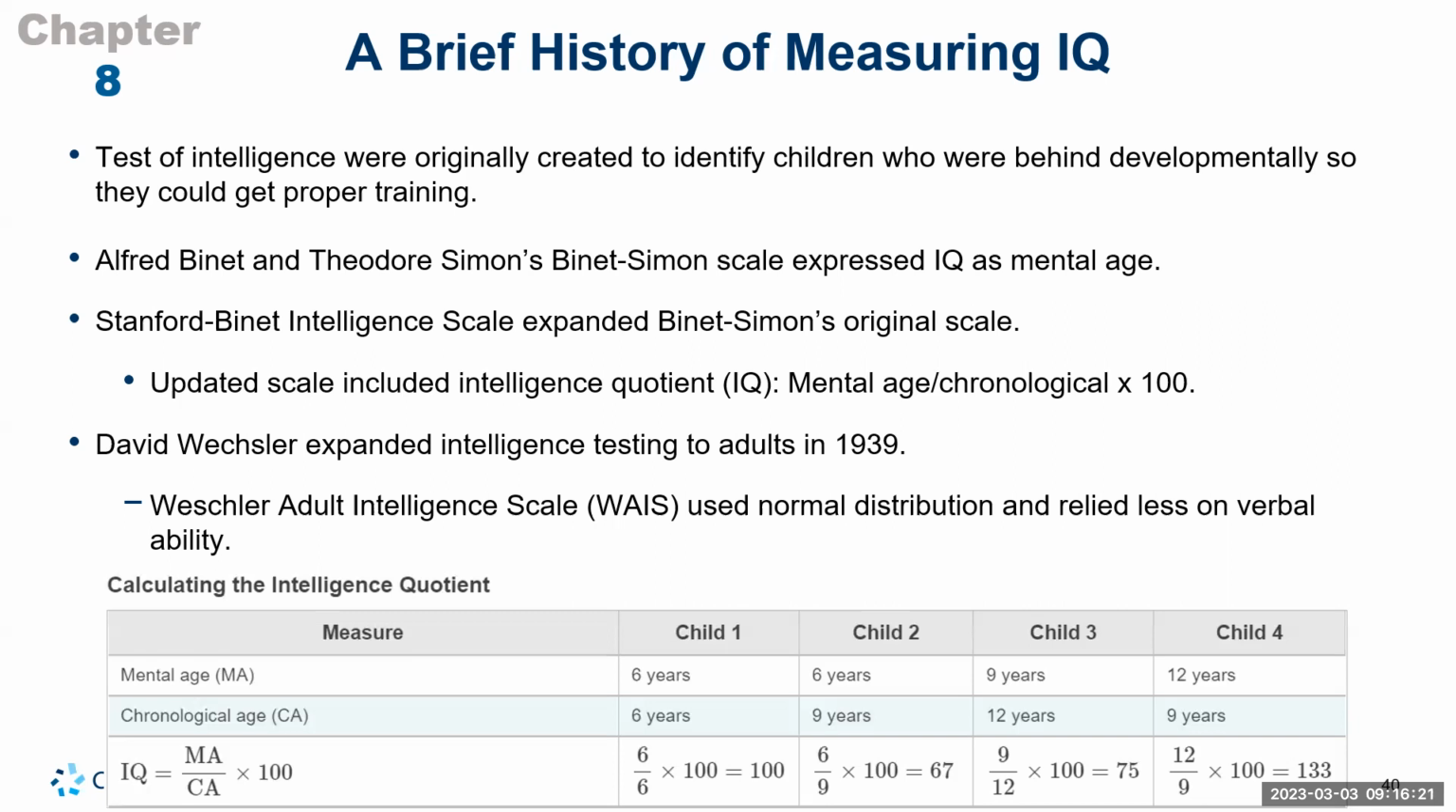The last thing we'll talk about is intelligence testing for adults, right? So the Wechsler Adult Intelligence Scale is what we call a normally distributed scale, and it is something that helps adults check their IQ, right? And so that's what we use for adults, and we still use these scales today.